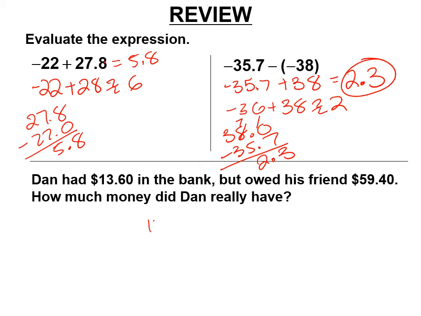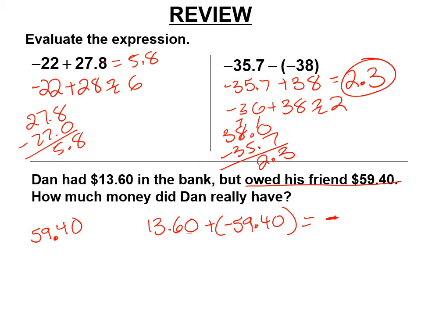So he has $13.60. That means it's positive. Owes negative $59.49. How much money did he really have? All right, well, we know it's going to be negative. Remember, I gave that hint. This is good for the test. This answer is negative. So where I'm going to put that. Then I'm going to come over here, put the number with the greater absolute value on top, because that's the way you have to subtract here.